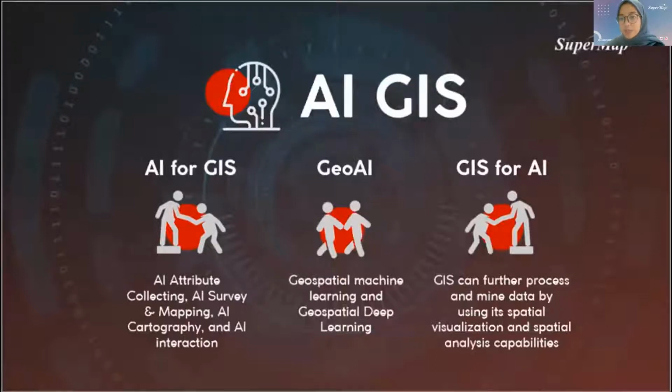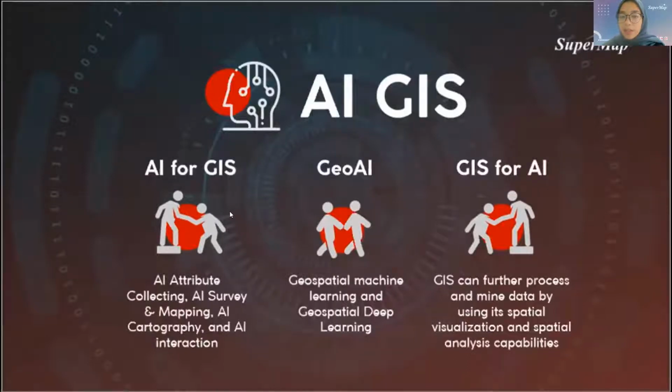So GIS for AI is based on GIS technology to further process and analyze AI analysis, including the results and also visualize the space. So here it looks like GIS helps AI for the spatial analysis and also visualization.